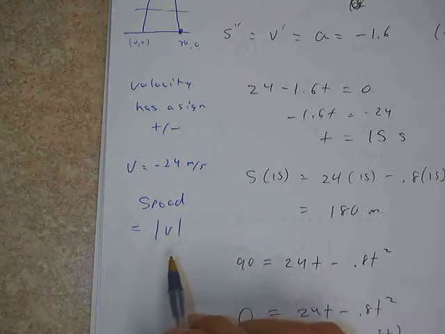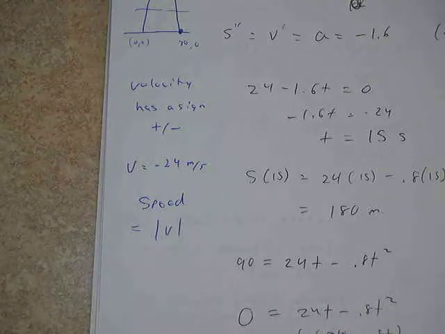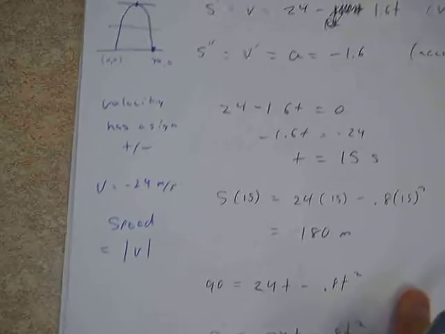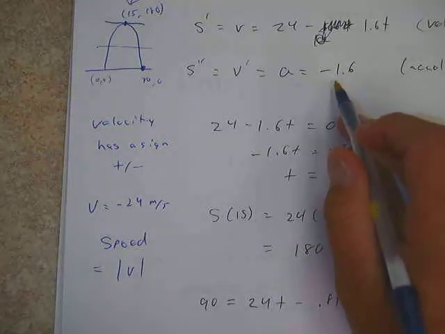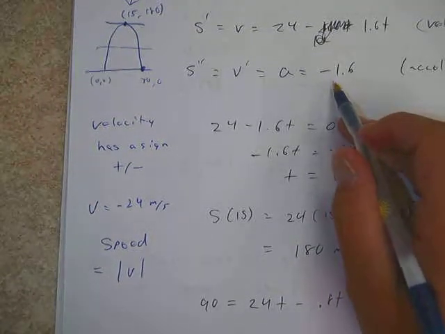Now, speed is defined as follows. Speed is equal to the absolute value of the velocity. So in terms of speed here, we would say that the velocity is negative 24 meters per second, but the speed is 24 meters per second. If we ever gave a negative answer for speed, would that ever be right? No, speed is always positive. Questions so far?